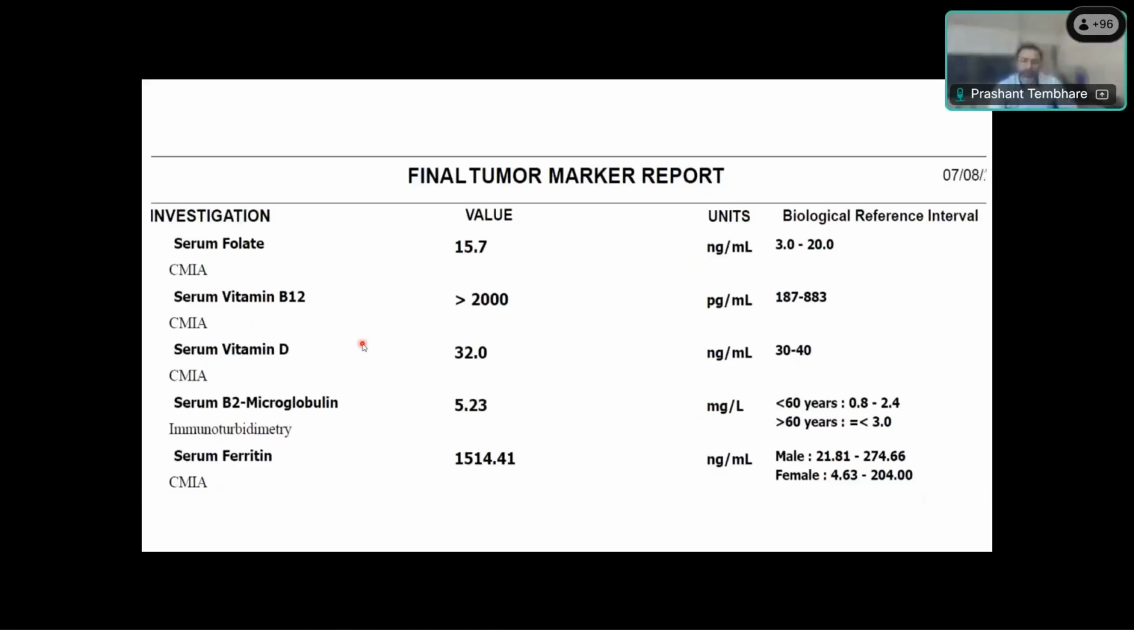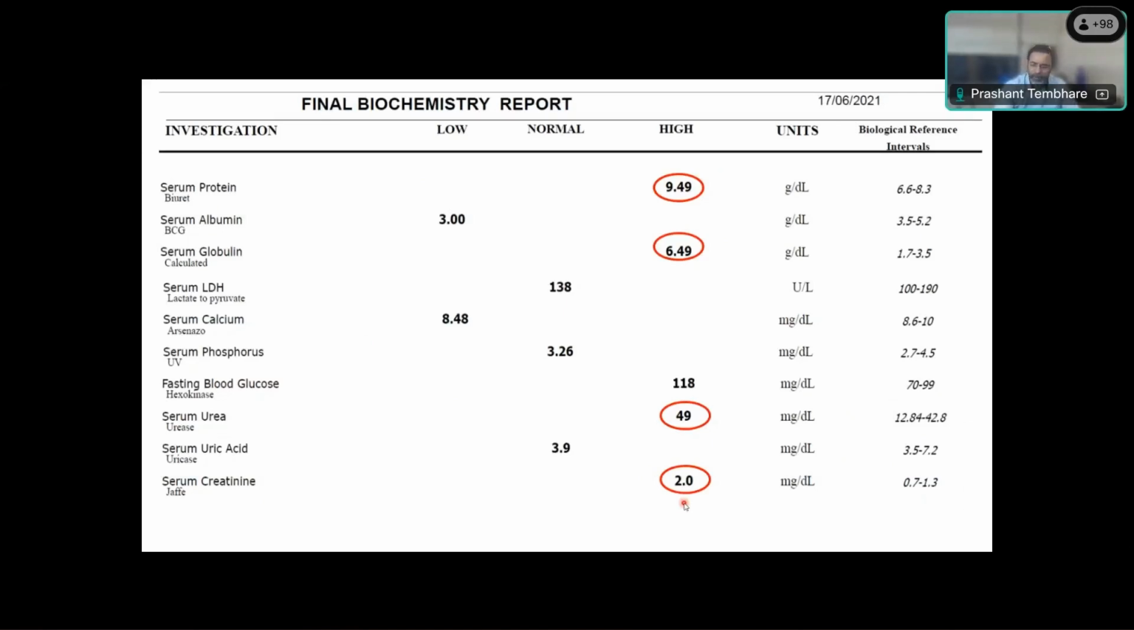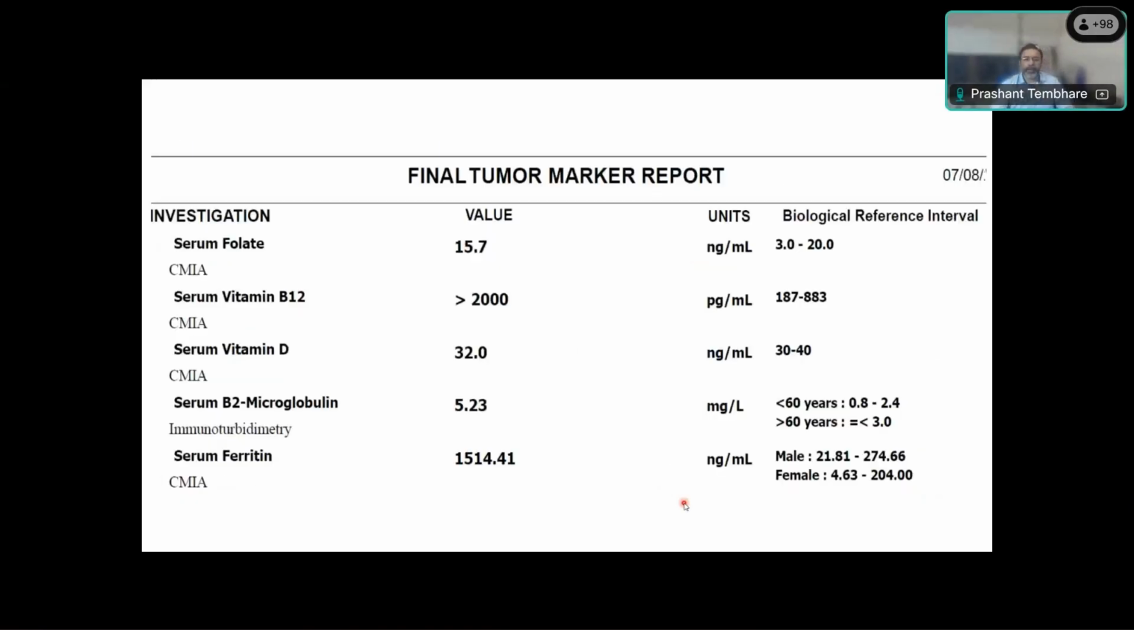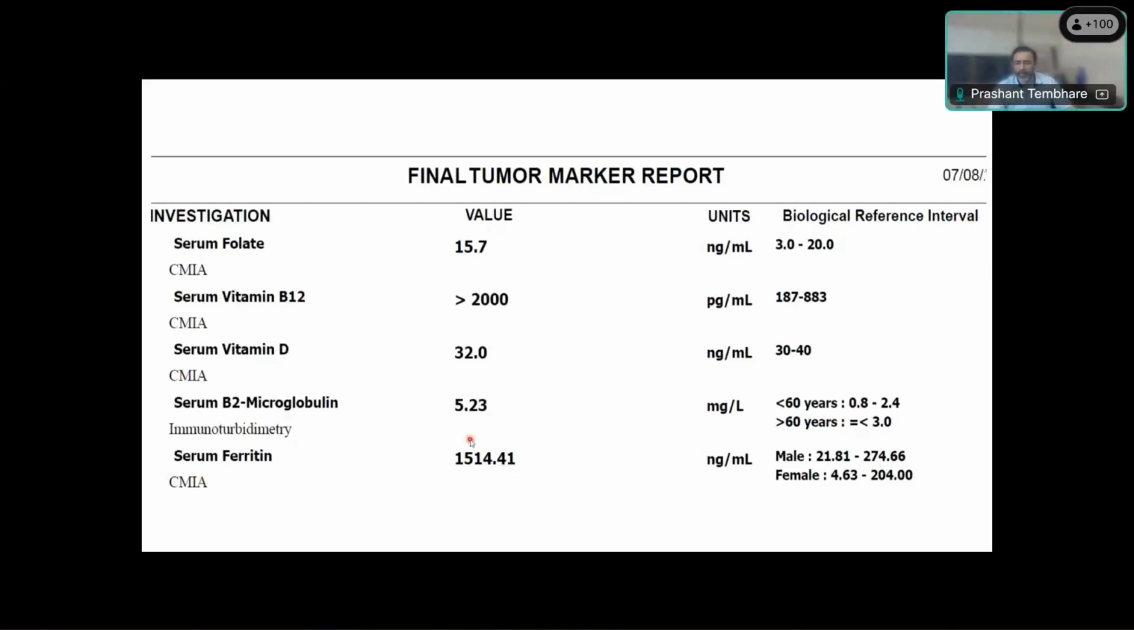Because the globulins were high, creatinine levels were increased, and there was rouleaux formation, and the patient had backache, the physician suspected a plasma cell neoplasm, and tumor markers were ordered. Since there was anemia, vitamin B12 and folate were also evaluated. The folic acid looks normal, vitamin B12 looks normal. Beta-2 microglobulin level is high, and serum ferritin level is also high. So these were the findings.